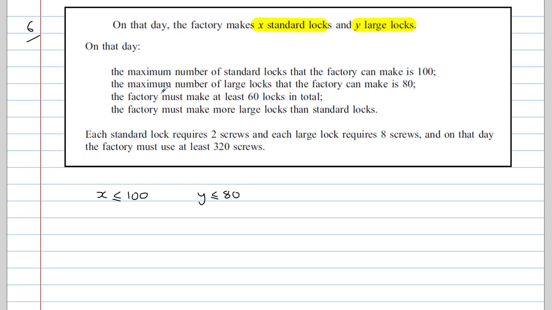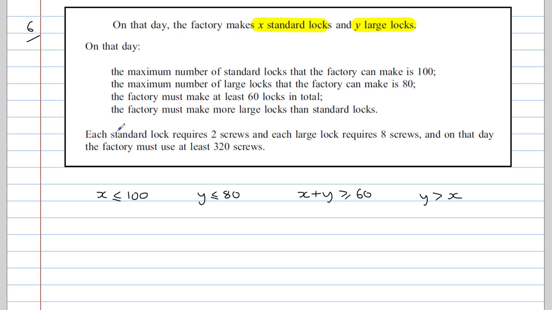The factory must make at least 60 locks in total. So the total number of locks, we would get that by doing X plus Y, and that must be greater than or equal to 60. And the factory must make more large locks than standard locks. That means that Y must be greater than X.